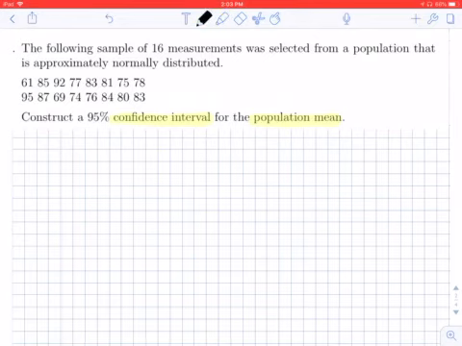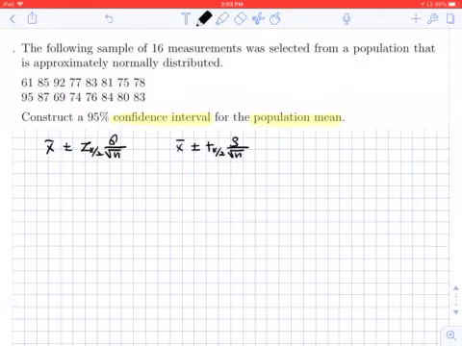When you're looking at the population mean confidence interval, we come up with two formulas: x bar plus minus z alpha divided by 2 times sigma over square root of n, and another one, x bar plus minus t alpha divided by 2 times s over square root of n. So we need to decide which one is the correct formula for this question.